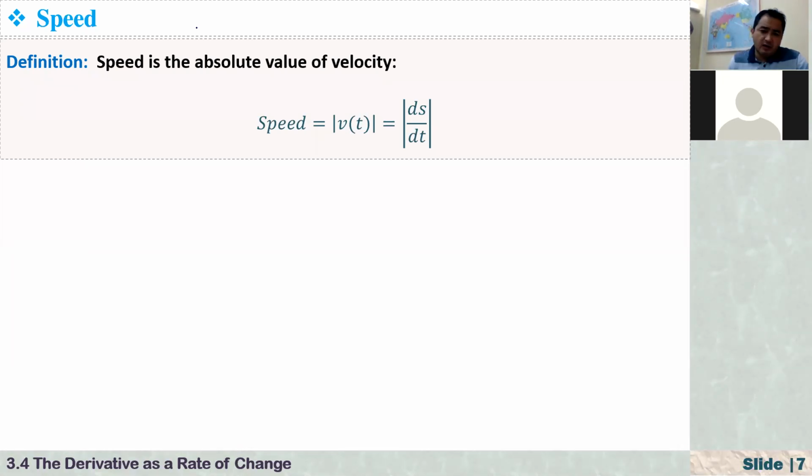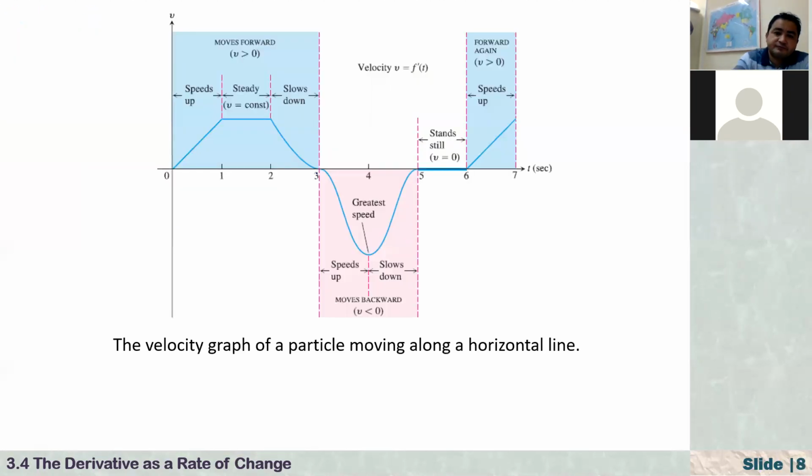In cars, we have a speedometer. It just measures the speed of the car. It's always positive, because you're traveling from home to university or university to home. Even if your direction changes, the speedometer shows the same speed, for example if you're traveling at a constant speed. That's why speed is just the absolute value of velocity, the absolute value of ds/dt. So speed is always positive. It doesn't have direction. It only has magnitude.